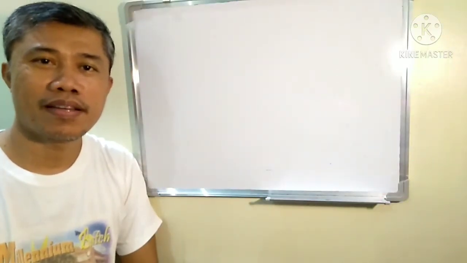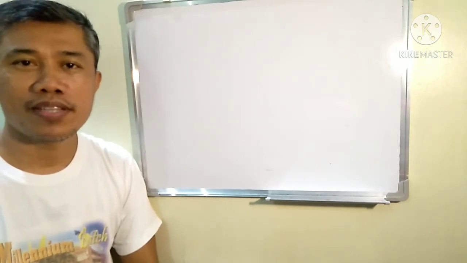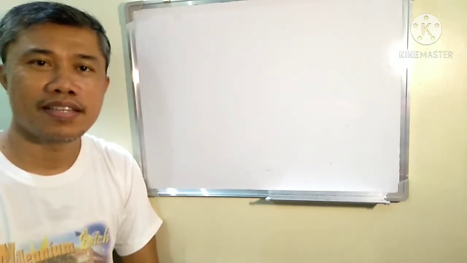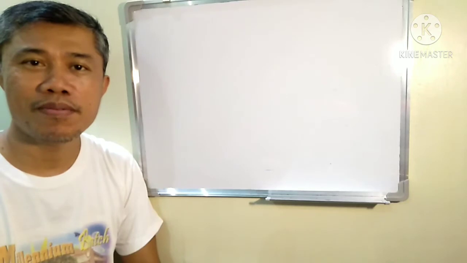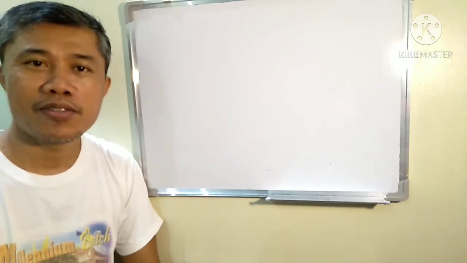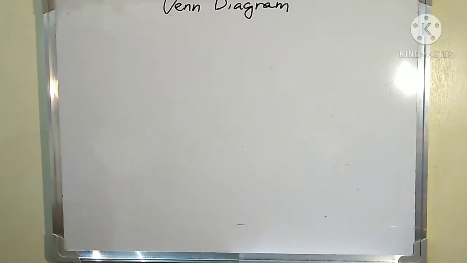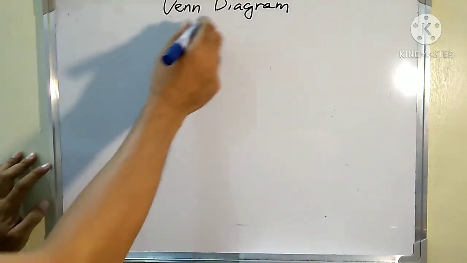I am Sir Franco, and last time I talked about sets, subsets, universal sets, including notations and symbols. This time we'll talk about the relationship among sets and how sets are illustrated using Venn diagram. Now let's start talking about Venn diagram.